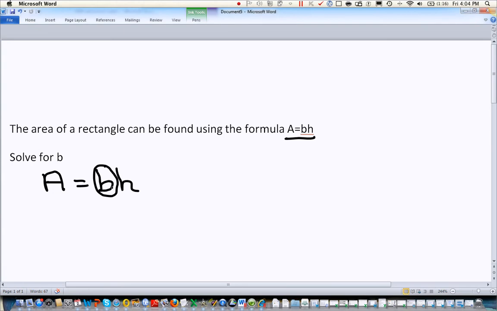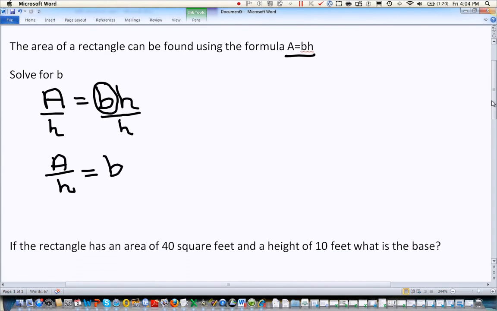Now, how do you get rid of something? You do the opposite operation. The opposite of multiplication is division. So I'm going to say that the base is just the area divided by the height. That's manipulating the formula so that the letter you are interested in is alone.